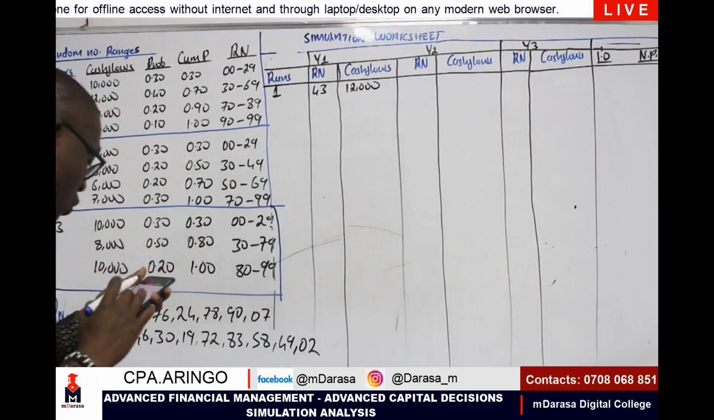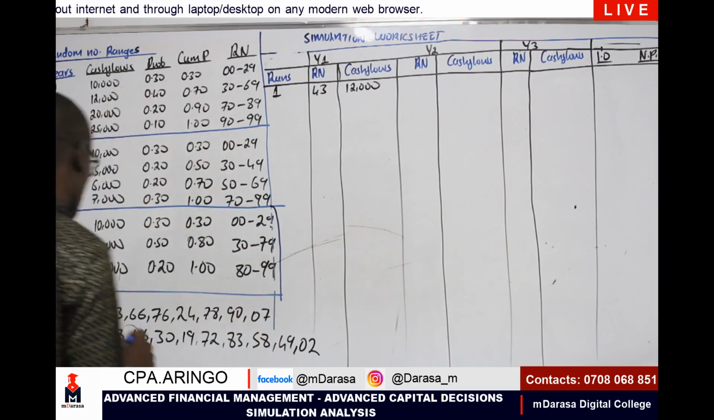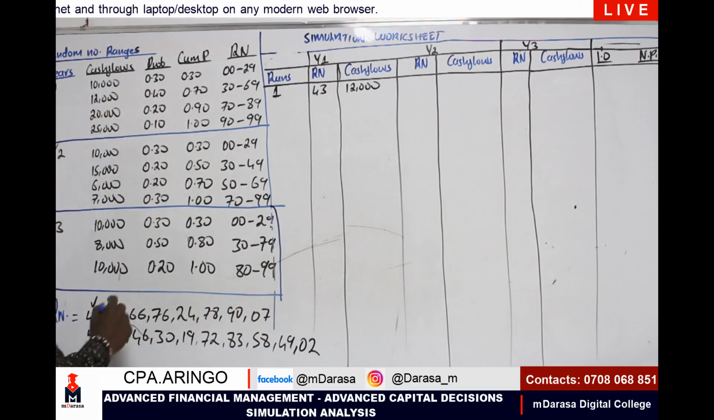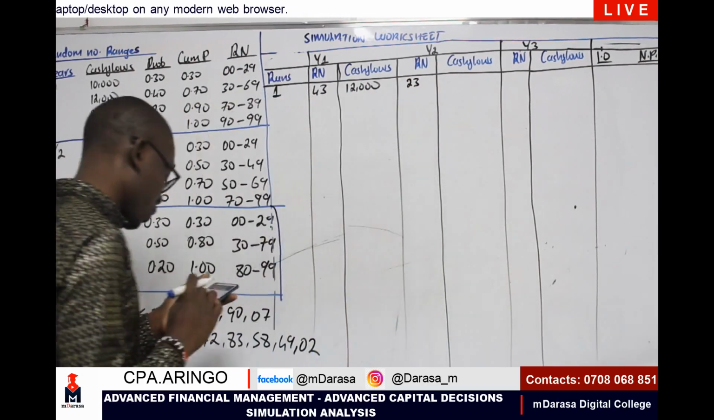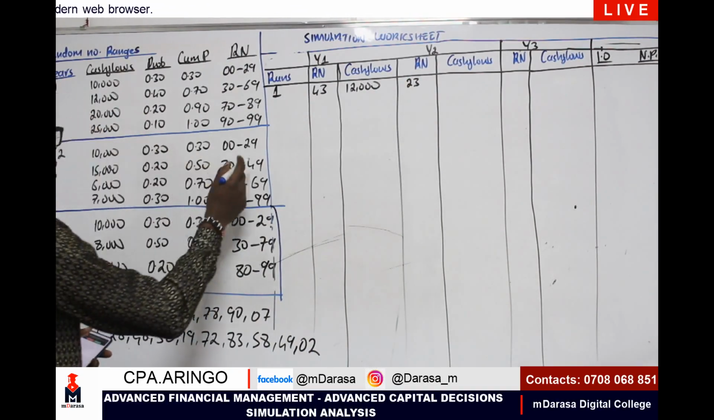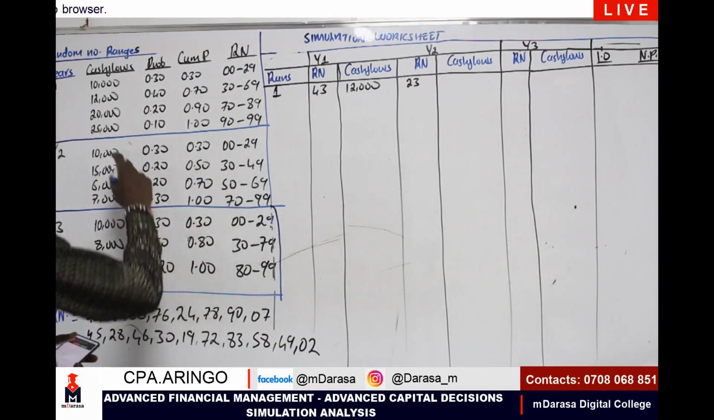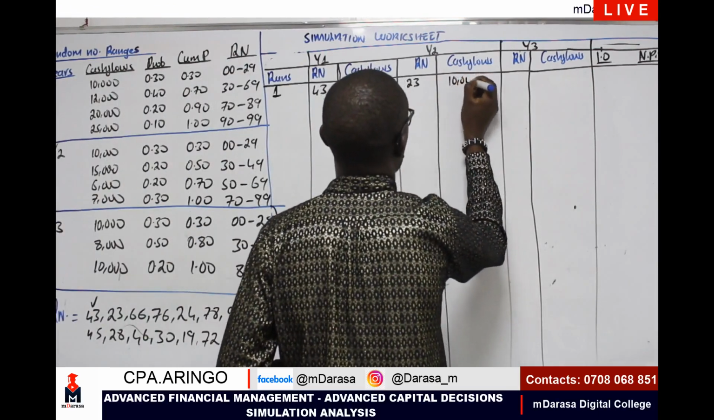We proceed to year 2, assigning the second random number, 23. Our cash flow in that case, we should be having what? Year 2, 23 is falling in between 0 to 29. So our cash flow is 10,000. So I'm going to have 10,000 at that point.